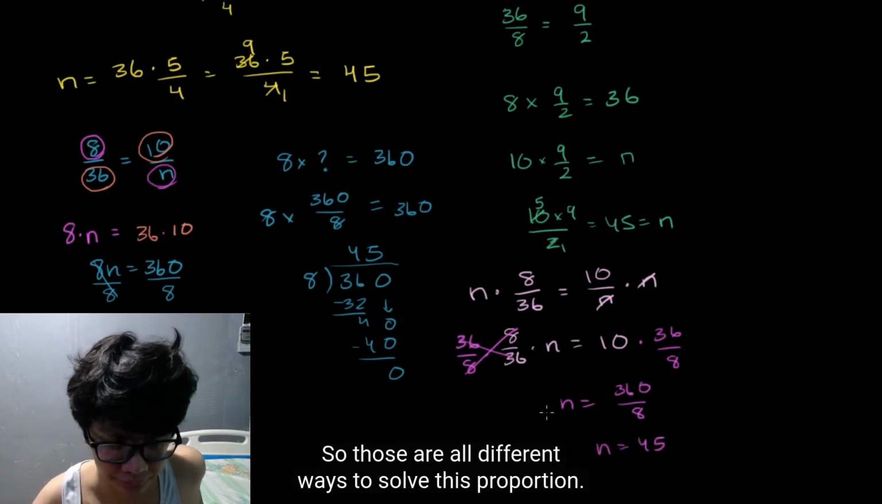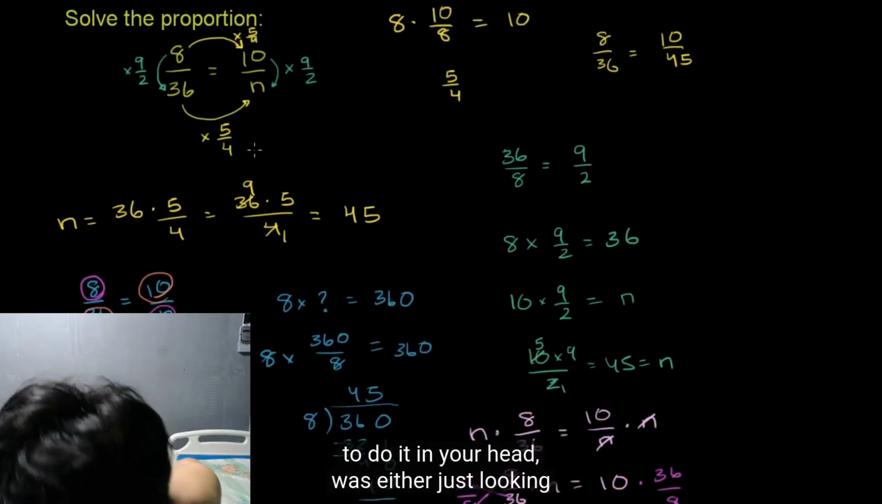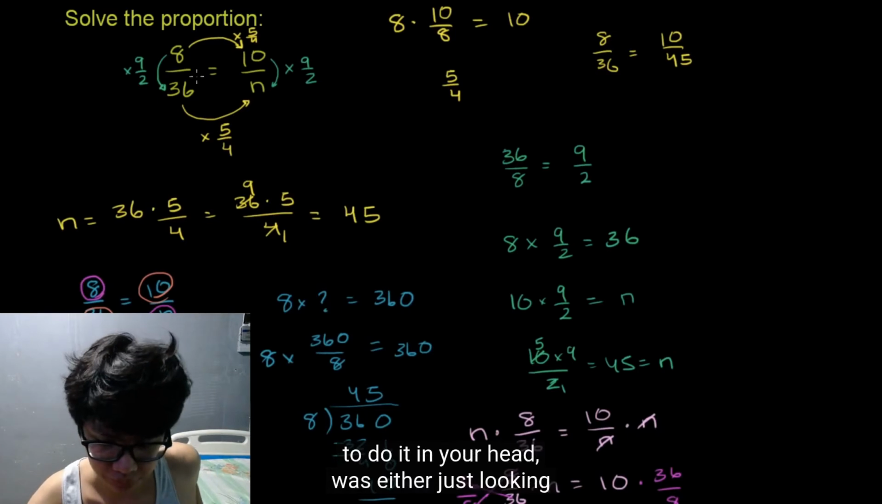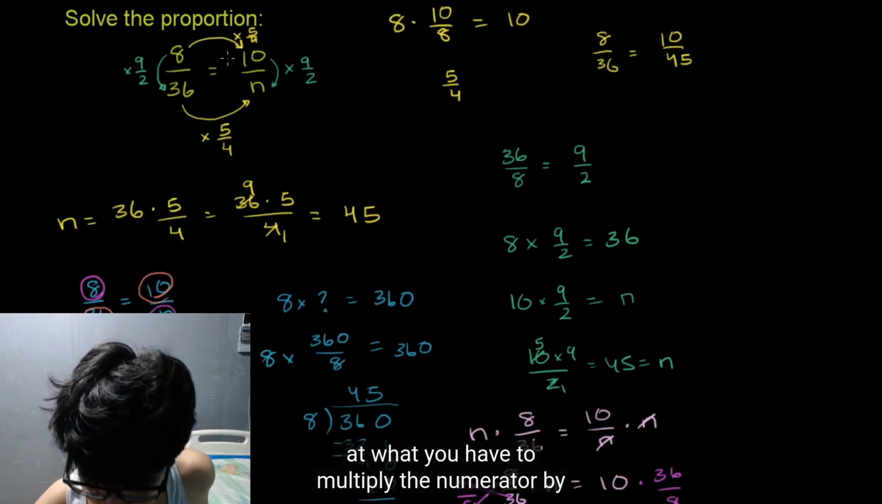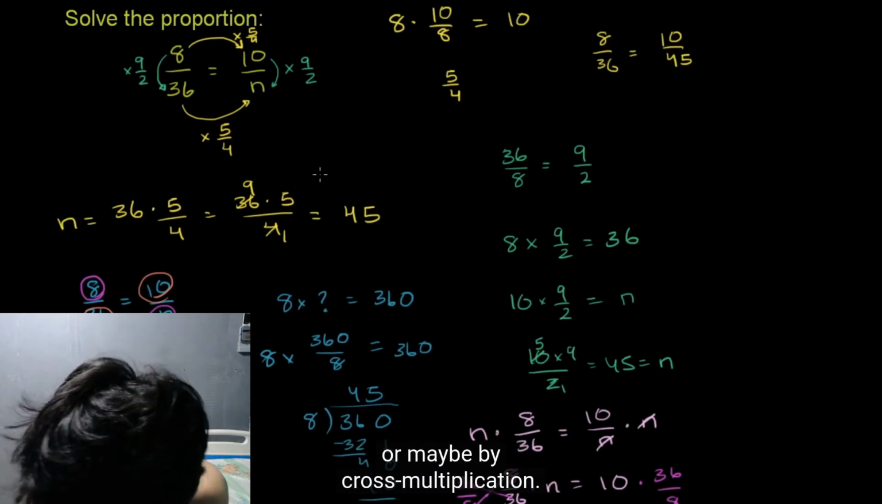So those are all different ways to solve this proportion. Probably the most obvious way, or the easiest way to do it in your head, was either just looking at what you have to multiply the numerator by, and then doing the same thing to the denominator, or maybe by cross multiplication.